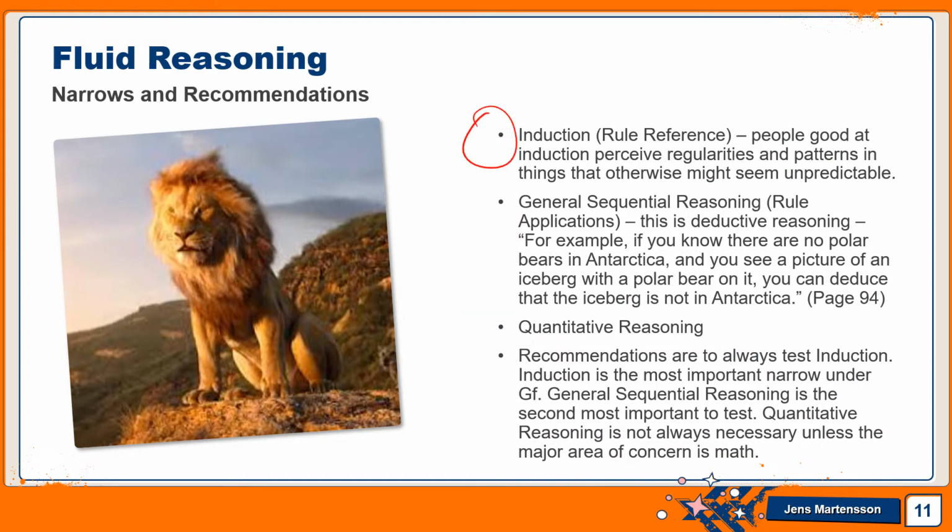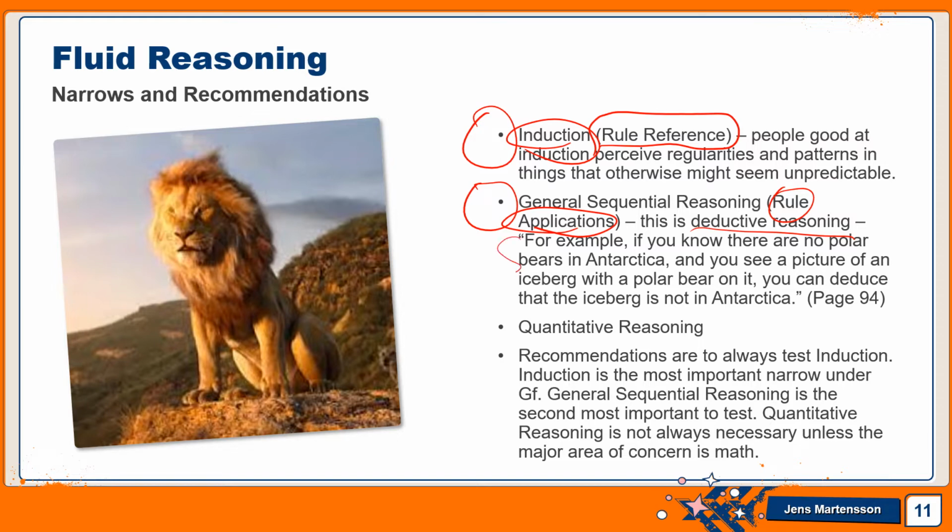So one of the narrow abilities is induction, which you know. It's called rule inference. And basically, people with this can perceive patterns in things that otherwise might seem unpredictable. So basically, induction is you are able to look at something and figure out the rule that governs that thing, right? Okay. Then there's general sequential reasoning, which is the rule application. So induction is figuring out the rule, and general sequential reasoning is applying that rule. So this is deductive reasoning.